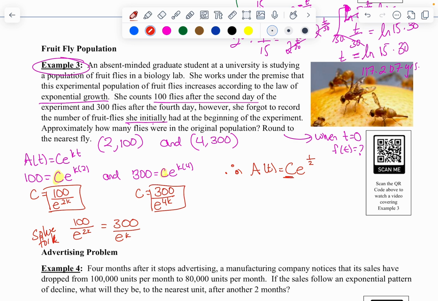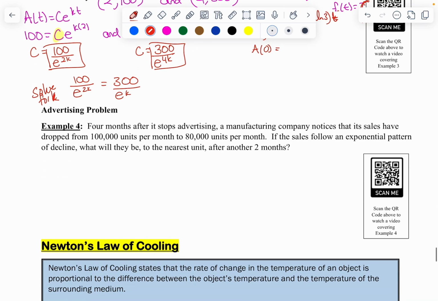So the question is, what is f of t when t equals 0? Well, when t equals 0, f of t is going to be equivalent to c. So you're solving for c. I'm going to give you guys what k is right here. That is your k. And then you just got to plug in 0 here. Once you plug in 0 for t, that will give you your c value. So finish up that problem and let's keep going.